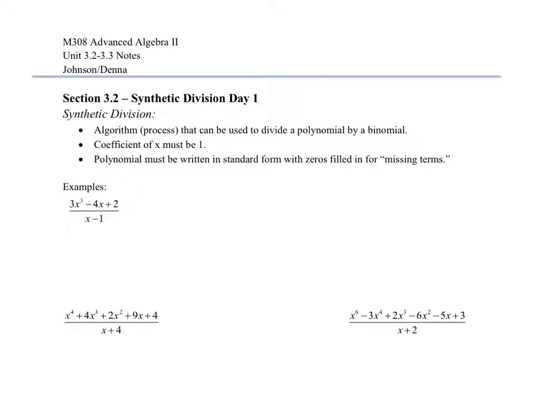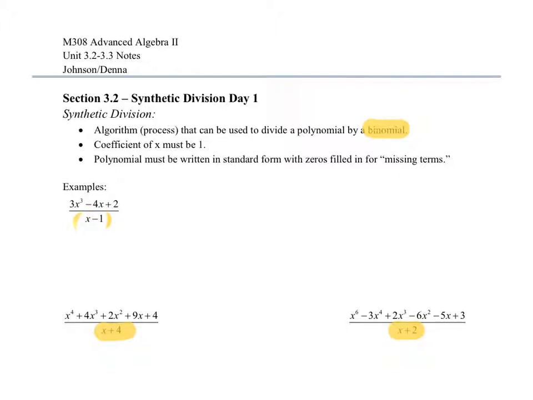Hey everybody, today's lesson is 3.2, starting a new chapter, and this is actually called synthetic division. Basically, synthetic division is an algorithm, and it allows us to divide a polynomial by a binomial. So the important word here is that this must be a binomial. Notice how we have a binomial down here, binomial, binomial. You can't divide by anything else using synthetic division, just beware of that.